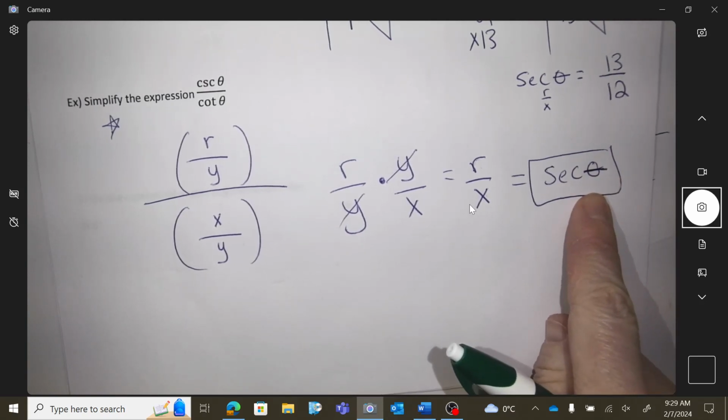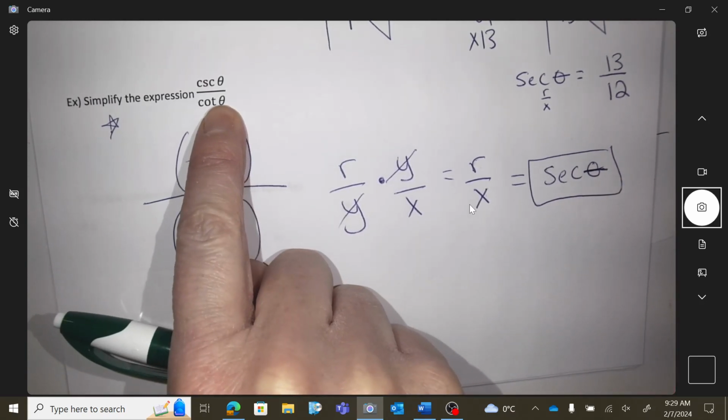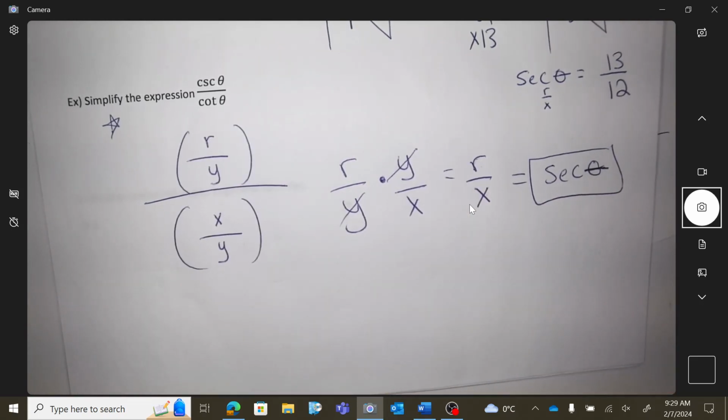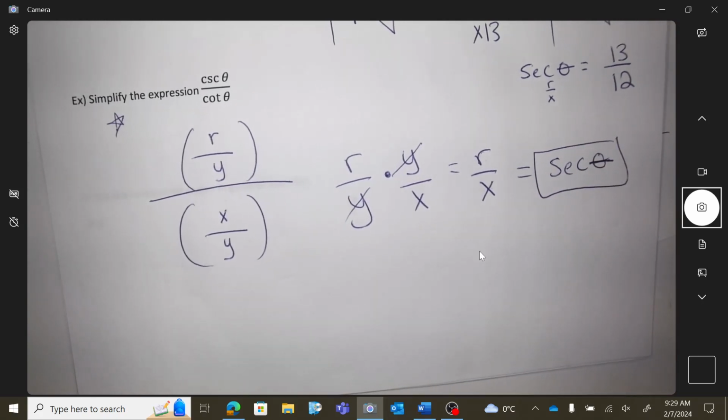Okay, so that would be your answer. If I use a theta, you're using a theta. If I use an x here, you're using an x. Be careful with your variables. So that could be an error as well if somebody used the wrong variable.